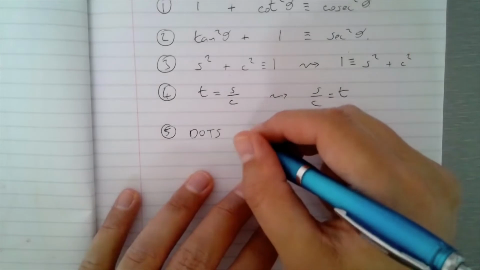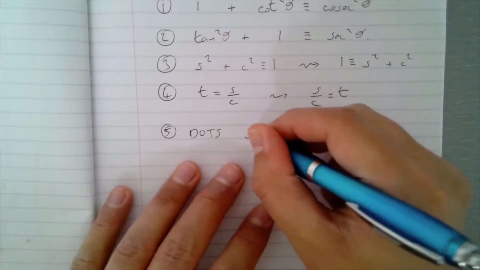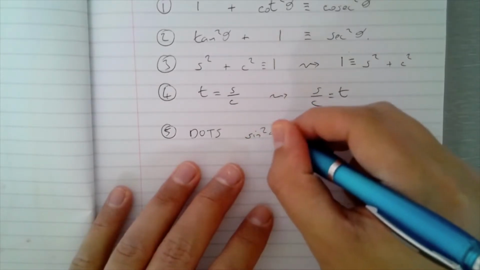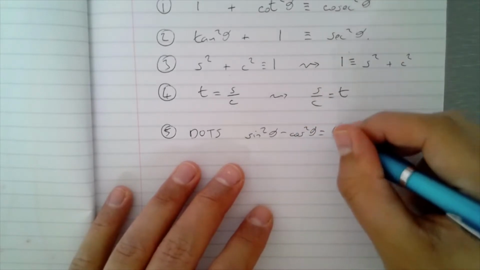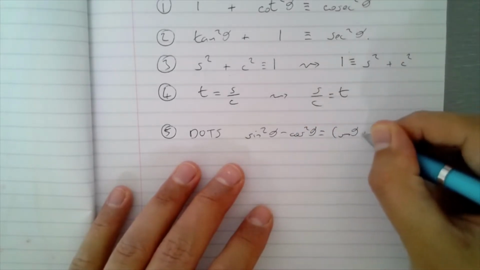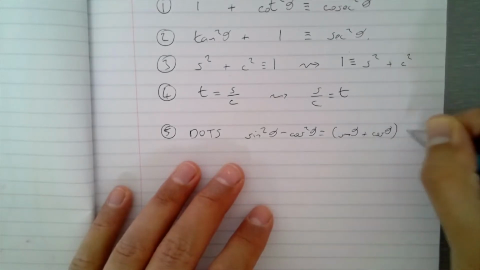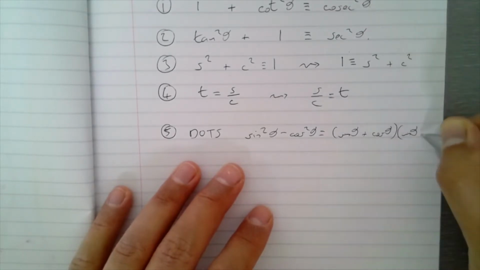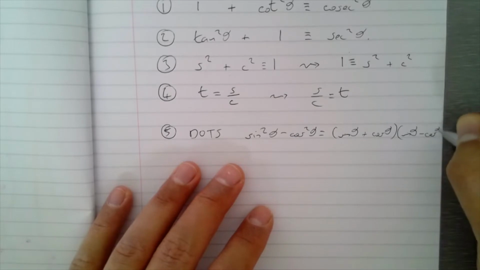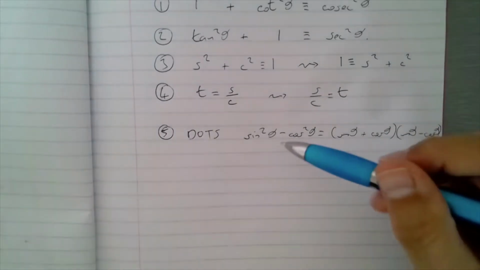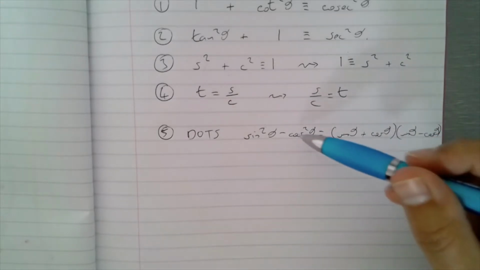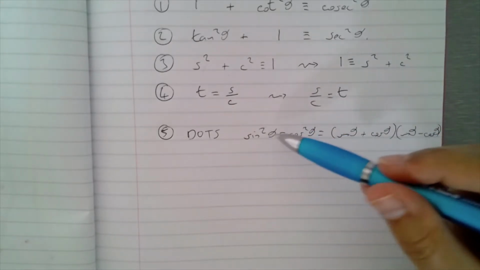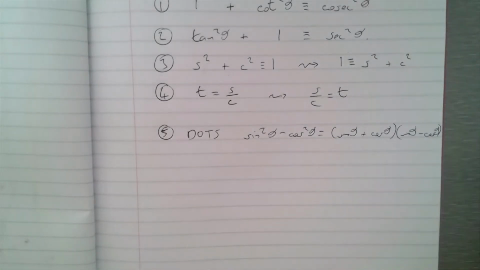So difference of two squares. So for instance, if I had sine squared theta minus cos squared theta, that's equal to sine theta plus cos theta times sine theta minus cos theta. What you'll end up with is something like this in the numerator, and you'll end up with one of these in the denominator. And so if you split this into the difference of two squares, then something will cancel.